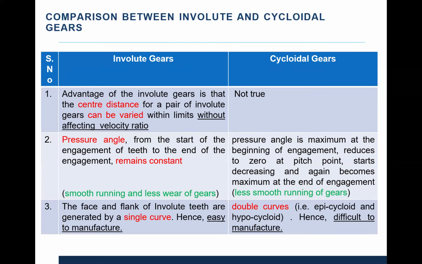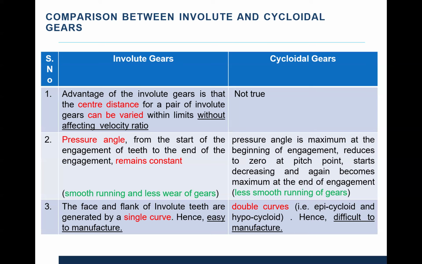So whereas in cycloidal gear that is not the true condition. Okay, now again, in involute gear the pressure angle from the start of engagement to the end of engagement always remains constant. Whereas in cycloidal gears the pressure angle is maximum at the beginning of engagement, and that pressure angle reduces to zero at the pitch point, then again starts increasing, and it becomes maximum at the end of engagement.